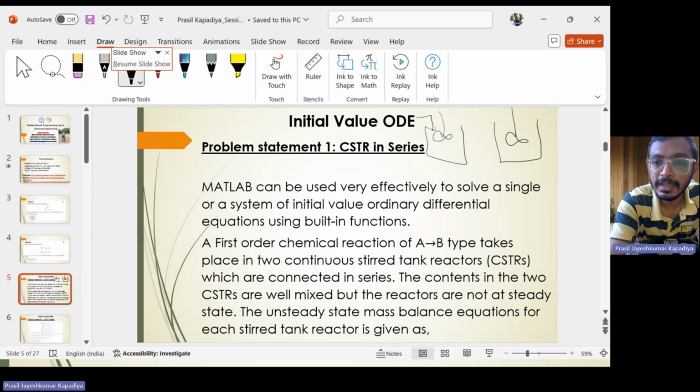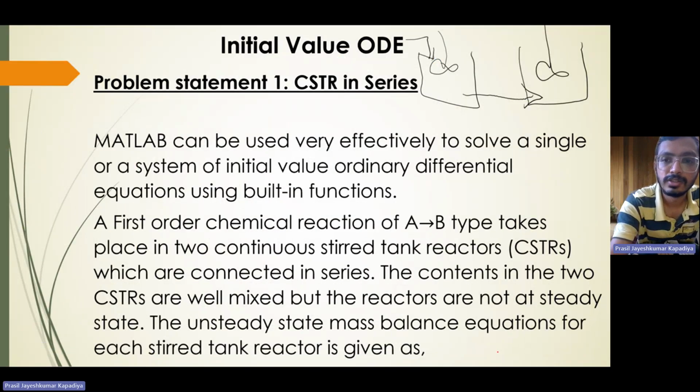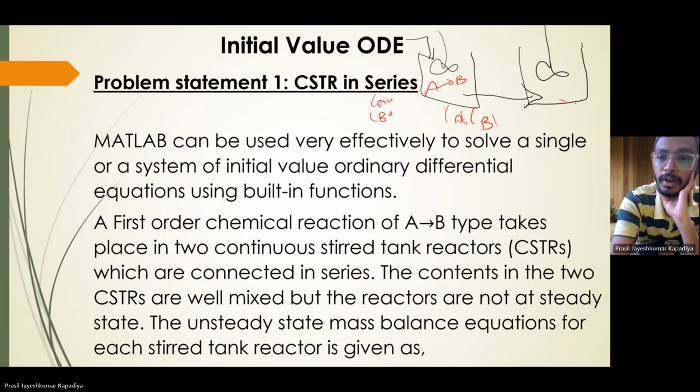So let's say I am adding feed, the reaction is occurring, and then it goes into the next CSTR. Correct? So like this, an A to B type of reaction is occurring. Let's say the initial values are A0, B0 when we start the reaction. At the end of the first reactor we will have CA1, CB1. After this, it will be CA2, CB2.